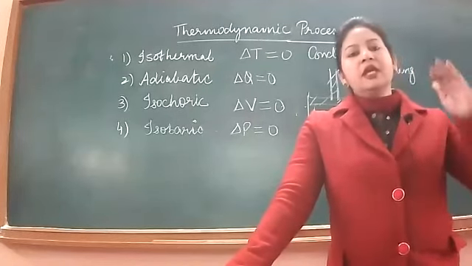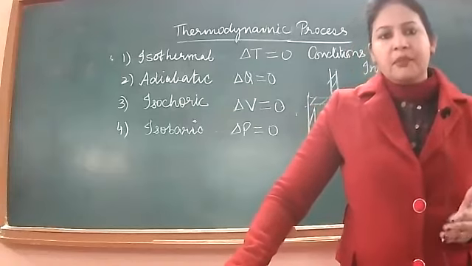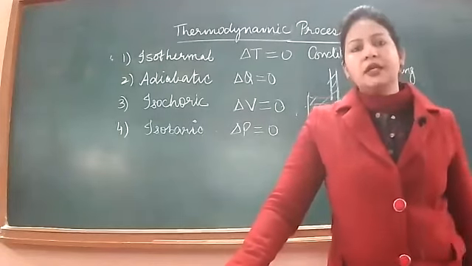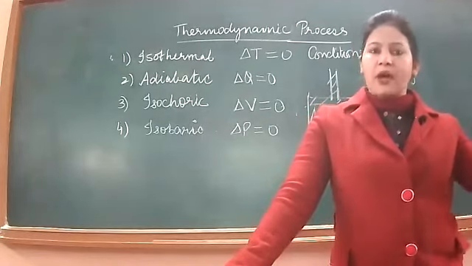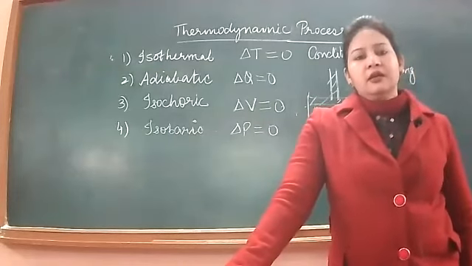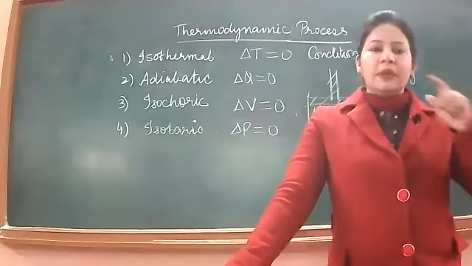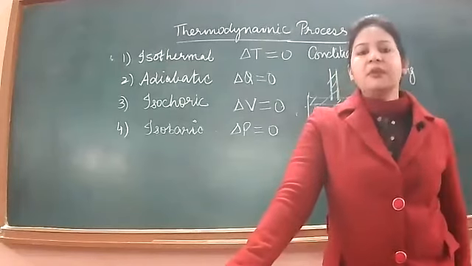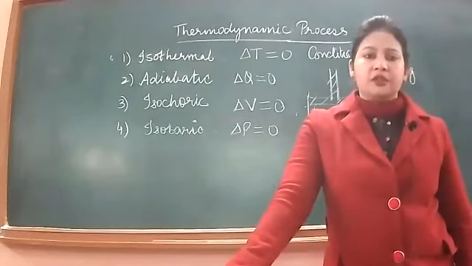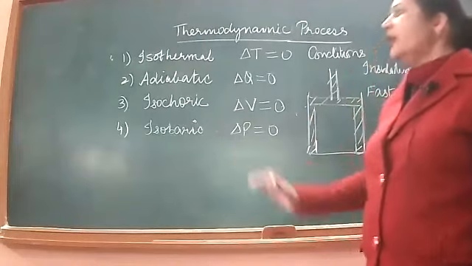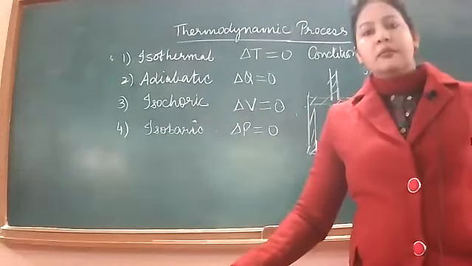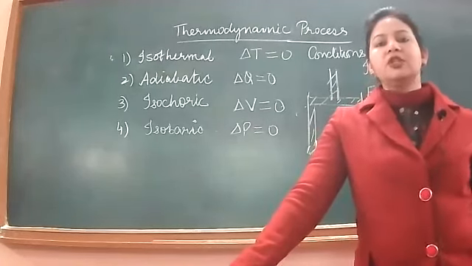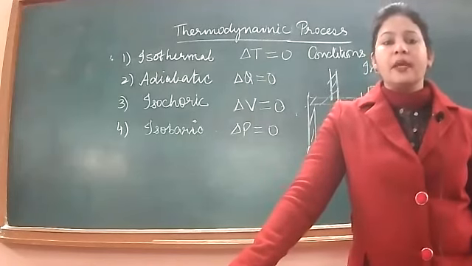For example, when you go to a hilly area, what happens? Because of the decrease in outside pressure, the boiling point of water also changes. Water boils at a different temperature there. Here at plains level water boils at 100 degrees Celsius, but at height the boiling temperature is different because of the change in pressure. The boiling process occurs when the inside pressure of the system and the outside pressure become equal and constant. So this is an isobaric process.